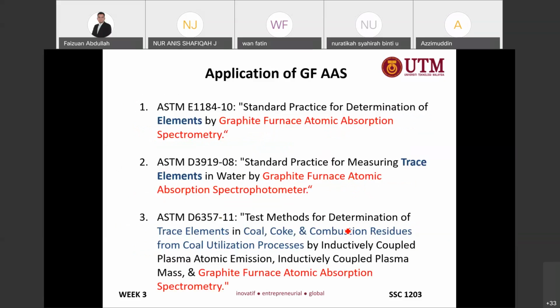For the application of graphite furnace AAS, we have the standard method to determine elements, and then we have a standard method for detecting trace elements in the water, and we have the standard method for determination of trace elements in coal, coke, combustion residues. From coal. What is coal? In Malay, we call it arang batu, right?